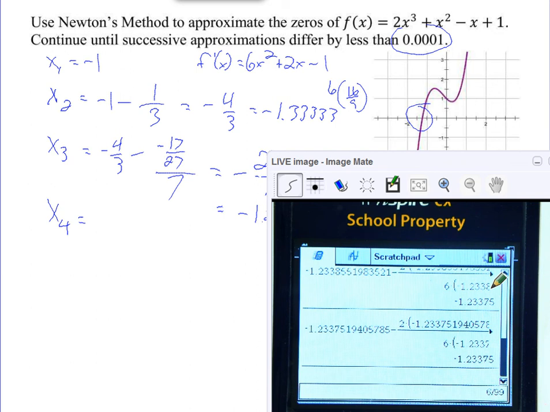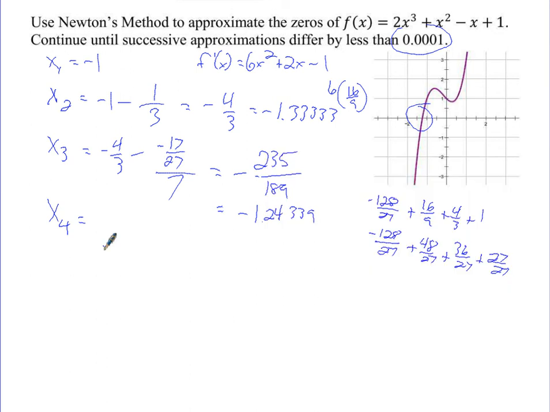So therefore, my answer would be -1.23375. And that was x4. Control enter for the decimal. Always control enter for the decimal on this one. Once you press it once, you don't have to press it every time, because once it goes to decimal, it stays there. But that's the answer, okay? x4 gave me that. x sub 5 gave me that exact same thing. So therefore, that's our answer.